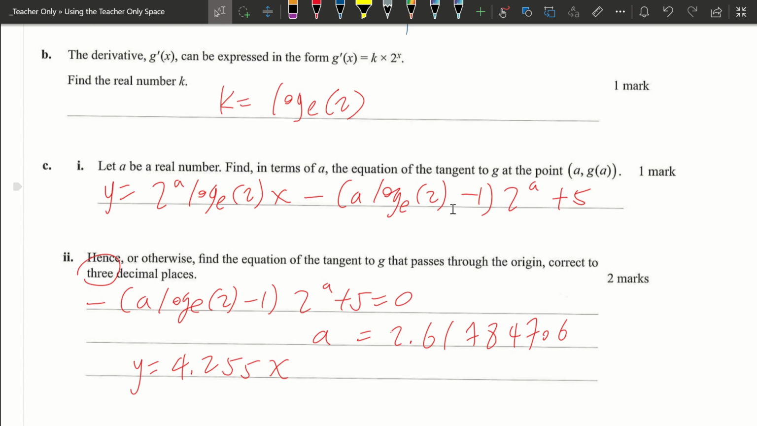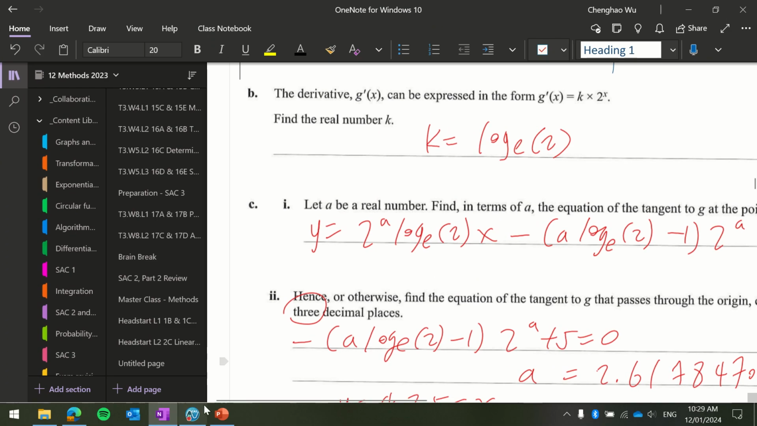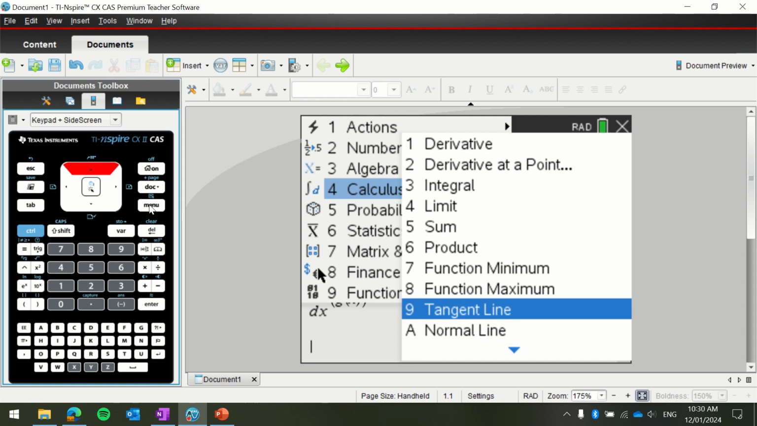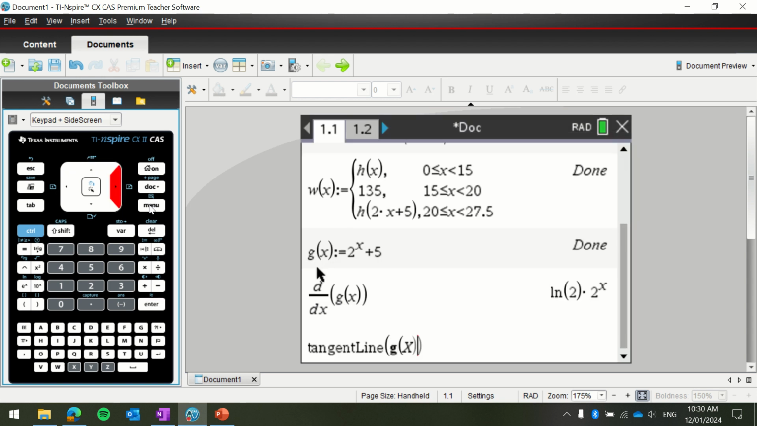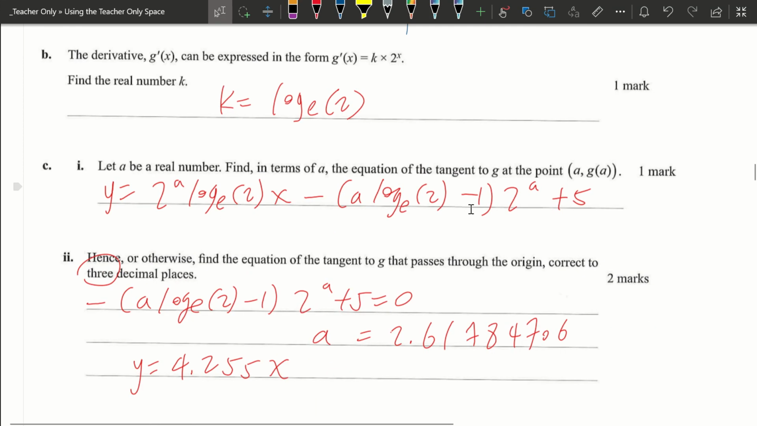Okay, let a be a real number. Find, in terms of a, the equation of the tangent to g at the point a, g(a). Well, the answer looks very long, but it is just the tangent to the function g at some point x equals a. Manual calculus, number 9, tangent line. So tangent line g, x equals a. That's it. And you copy this down. There's an x term here, so x to the power of 1, so it's a straight line. So gradient times x, minus constant. Everything is in a, there's no x anymore. So it's a straight line function, it's a tangent function, like this.